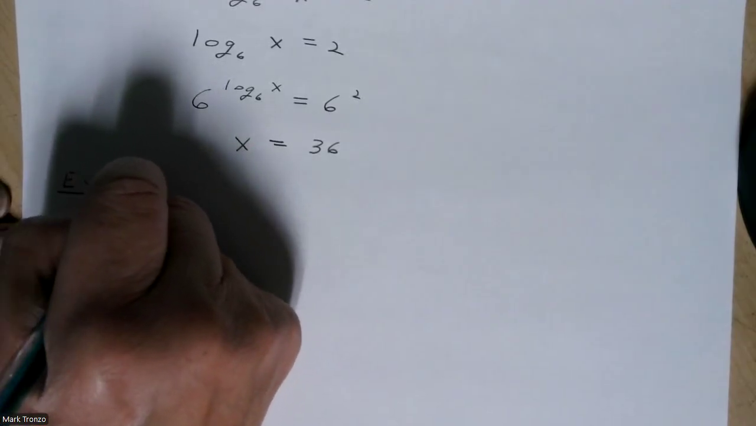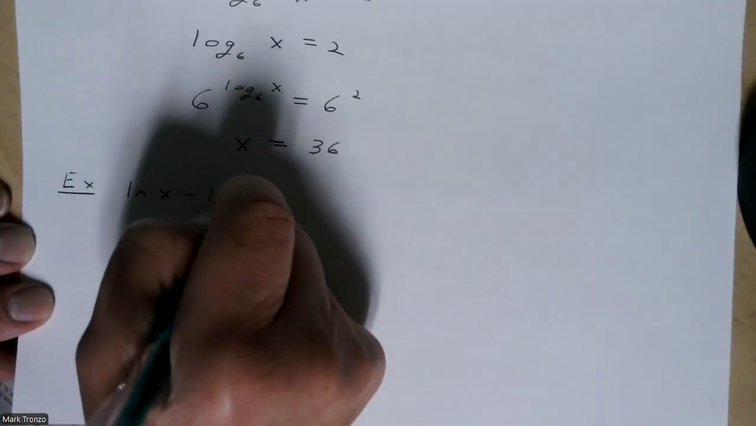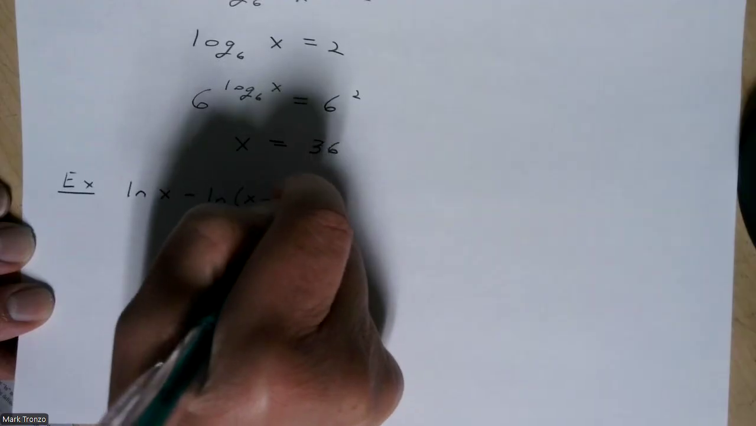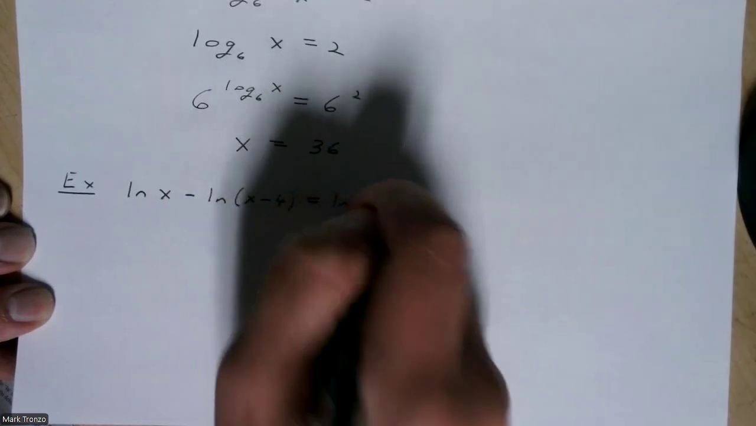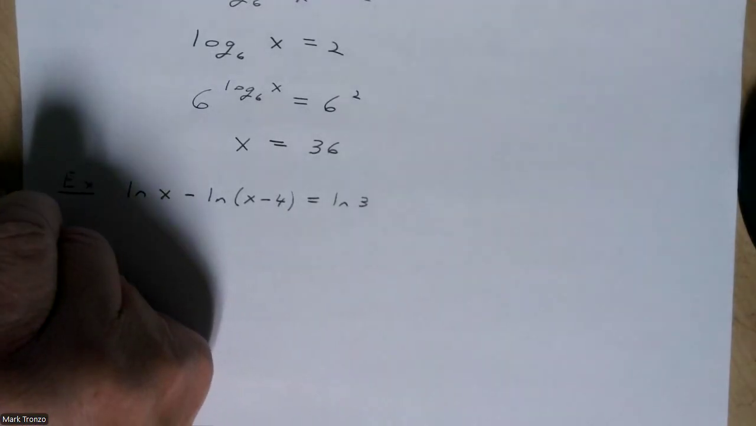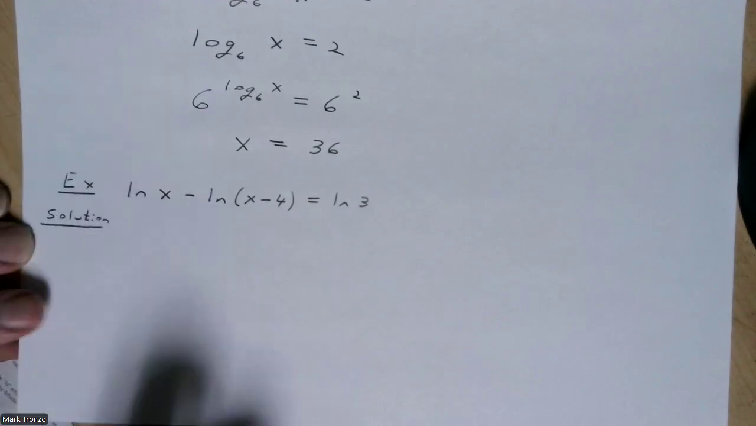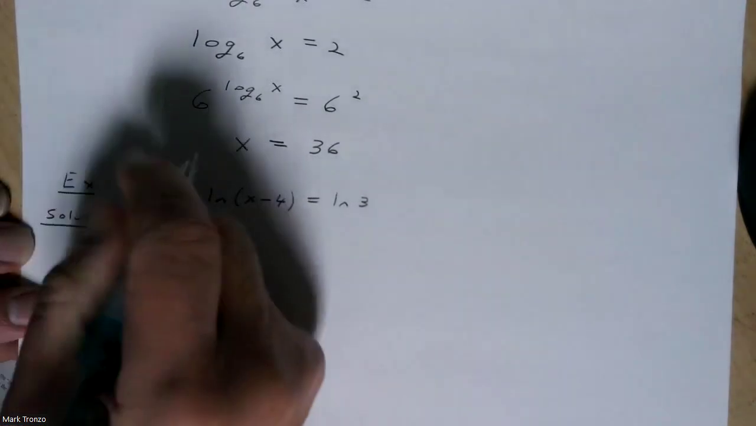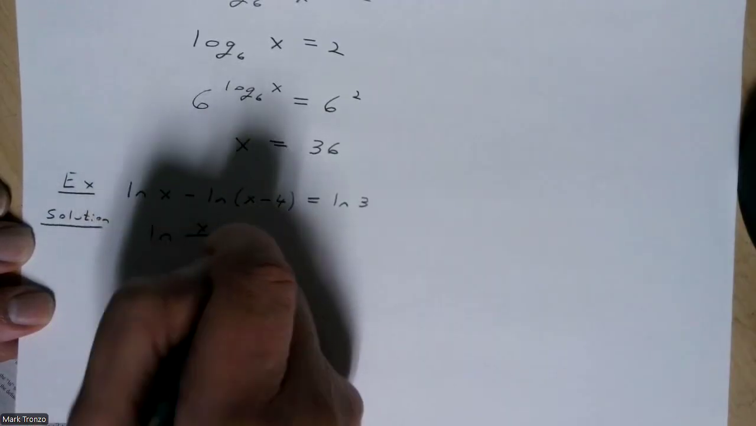Let's look at ln x minus ln x minus 4 equals ln 3. Once again, ln means the natural log or log base e. And again, these are differences. So that means that's going to be the quotient.